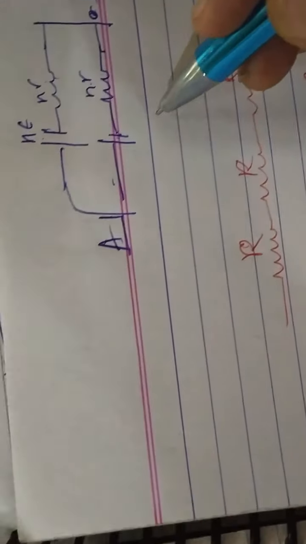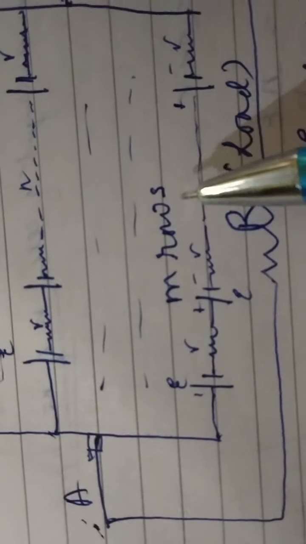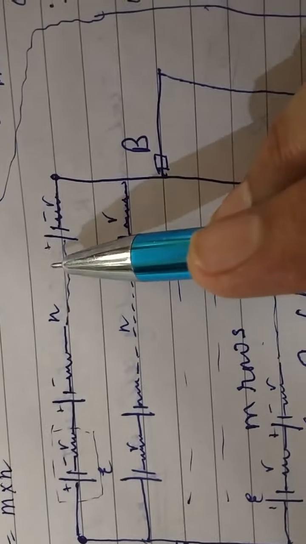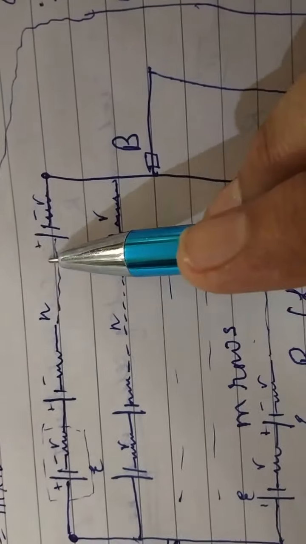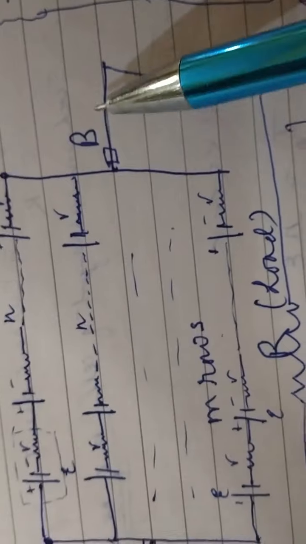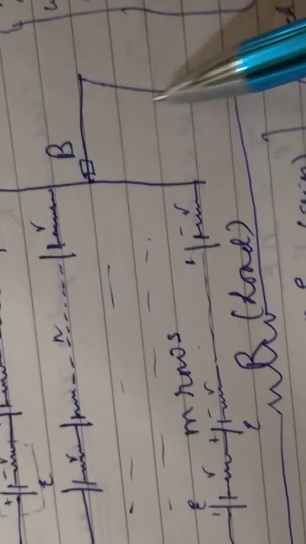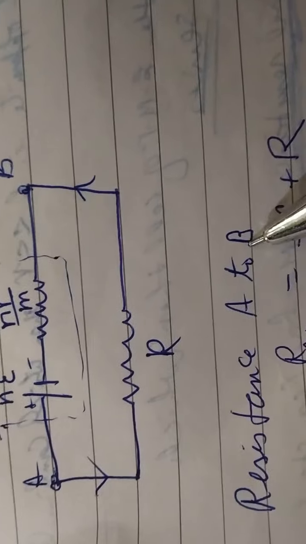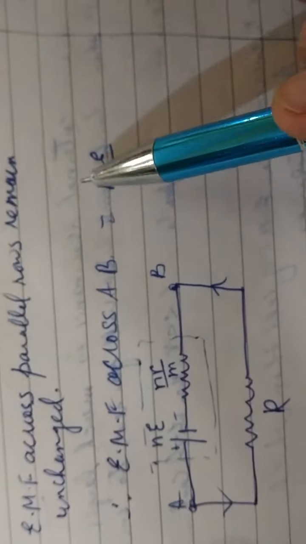So here how many rows are there? Here M rows are there. So Nr is for 1, upon total rows M. So Nr upon M. This is the equivalent resistance of these cells. Now total resistance will be Nr upon M plus capital R. This is connected to the external resistance capital R. So resistance across AB will be equal to Nr upon M plus capital R, and EMF is NE.